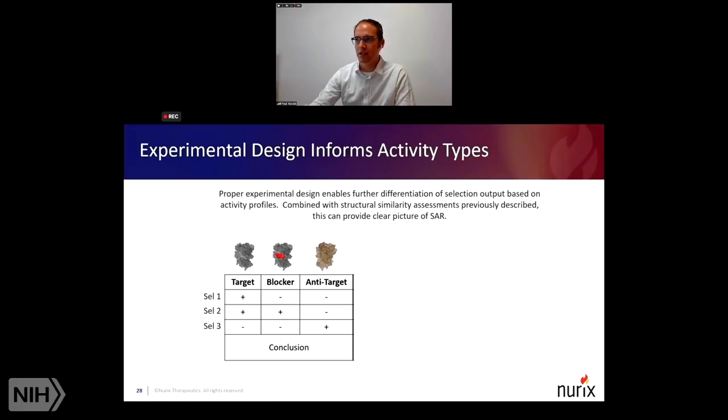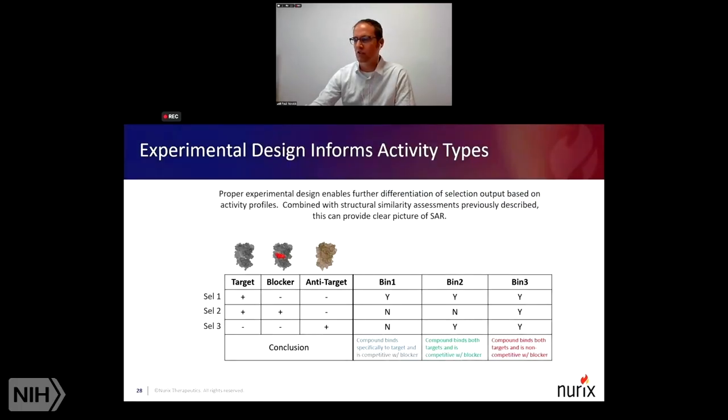And by evaluating the patterns of enrichment for given features and ligands from these different selections, we can start assigning some preliminary activity types to help understand what is the potential binding modality of each of these sets of features and ligands. So for example, if I have a set of features that is showing up in selection 1, so we know that it binds to my target, but is not present when I add a supplement, and is further not binding to my anti-target, I can assign this bin as compounds or features which specifically bind to my target of interest and which seem to be competitive with my blocker.